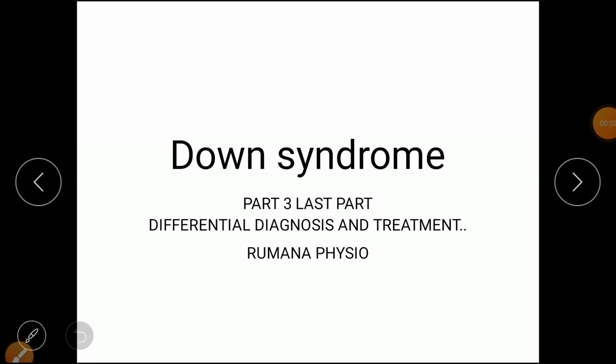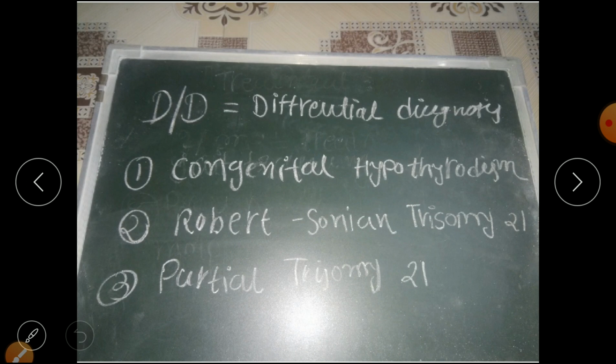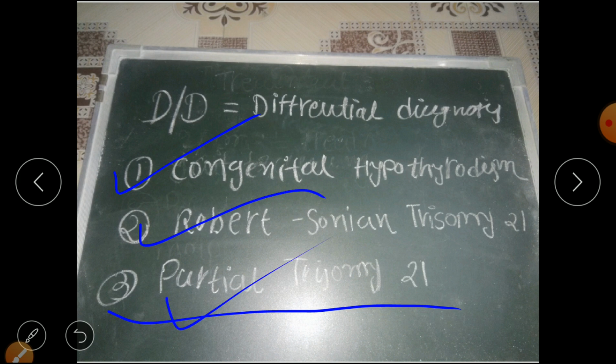In this video, I am going to discuss the remaining part of Down syndrome, and this is our last part. We will discuss the differential diagnosis and the treatment. Let's start. The differential diagnosis includes congenital hypothyroidism, Robertsonian trisomy 21, and partial trisomy 21. These are the differential diagnoses of Down syndrome.